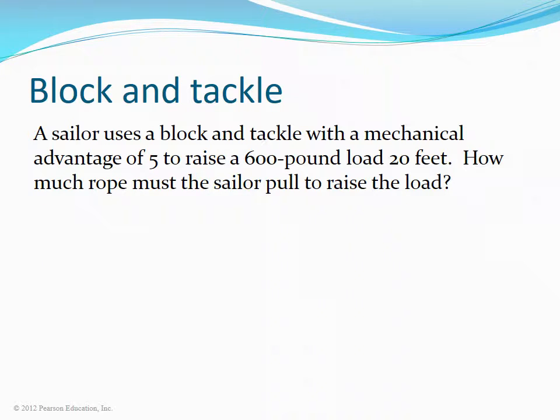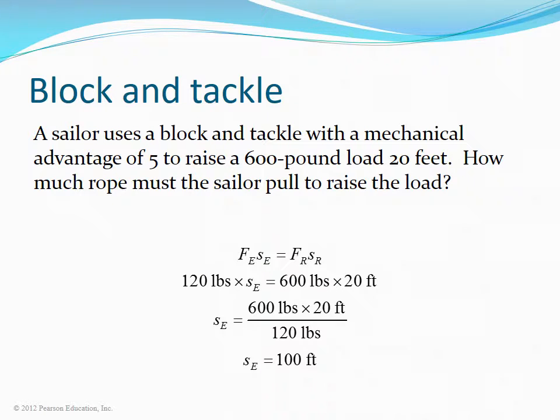A sailor uses a block and tackle with a mechanical advantage of 5 to raise a 600-pound load 20 feet. How much rope must the sailor pull to raise the load? Ignoring friction, the work in must equal the work out. The work in is the effort force times the effort distance. The work out is the resistance force times the resistance distance. Solving for the effort distance, the distance the rope moves is 100 feet.